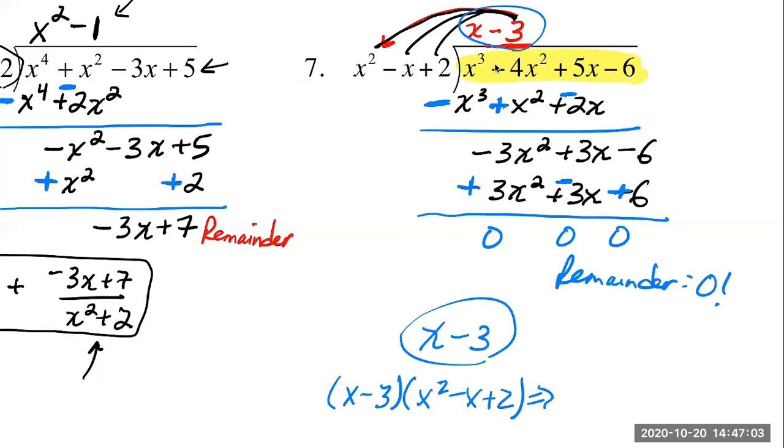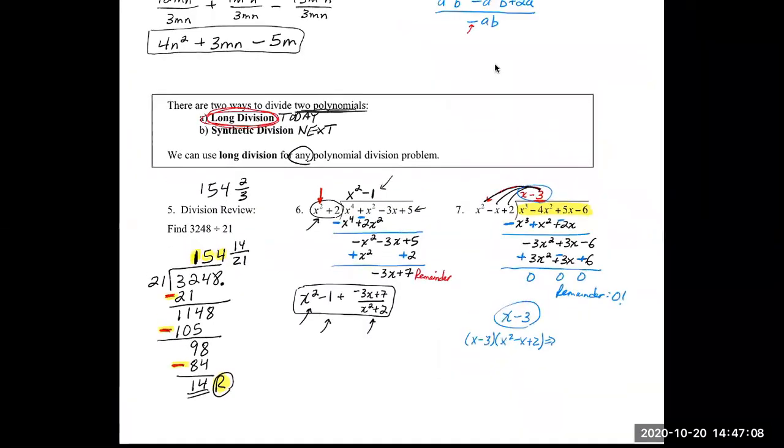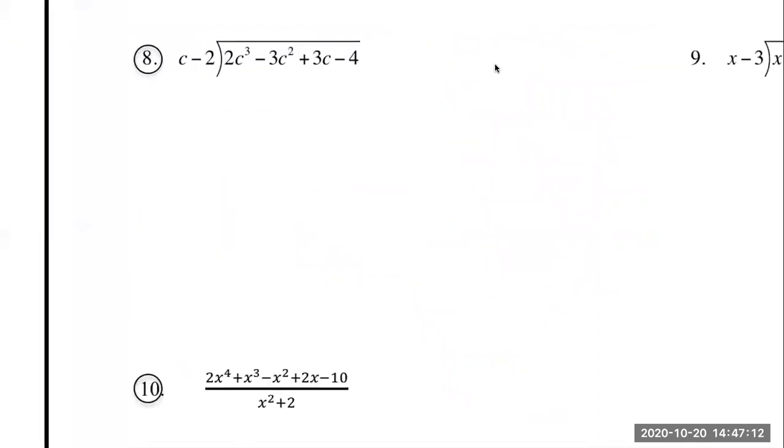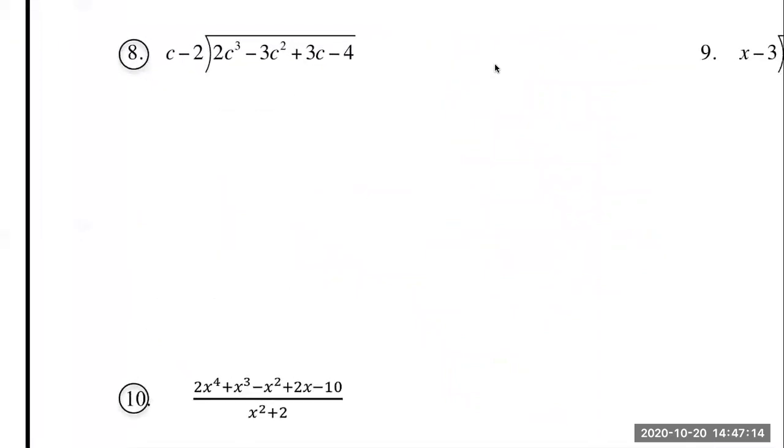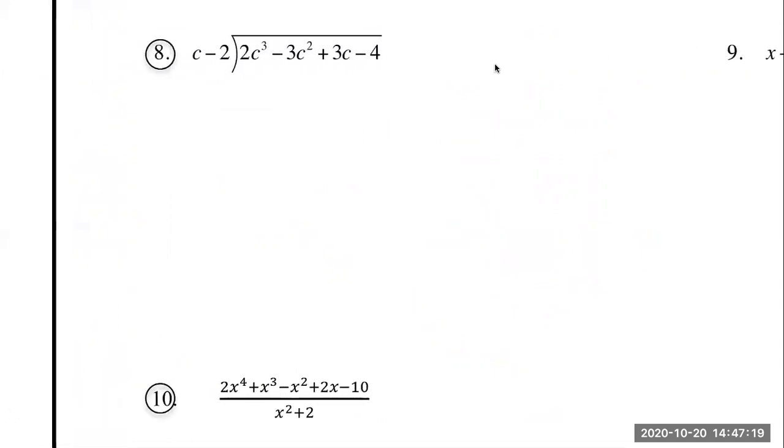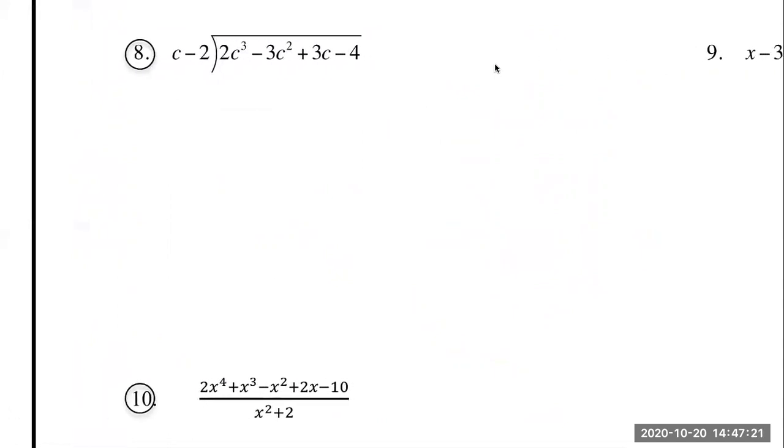So that's the process of long division. We have a couple more examples on the second page. We have 3 more examples. I'm going to get you started on number 8, and then you'll finish it as a try this. And then we'll look at number 9 together, and then number 10. We'll see how you can do with that as a try this.